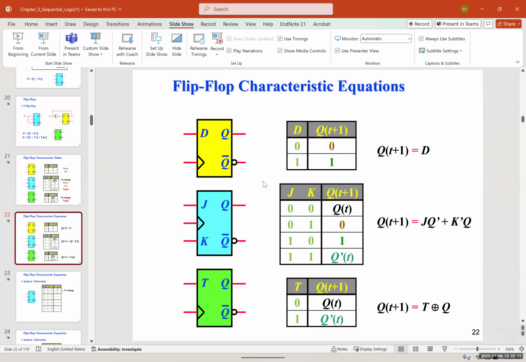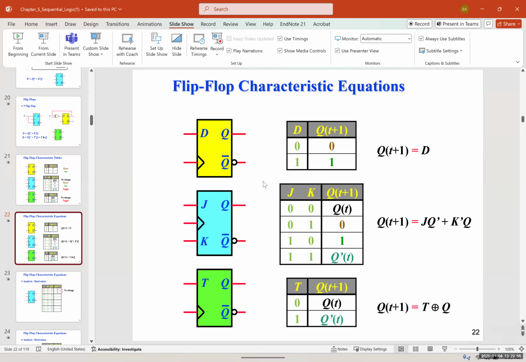Now, the flip-flop equations. For a D flip-flop, Q(t+1) is going to be equal to D. So if D is 0, Q(t+1) would be 0. If D is 1, Q(t+1) is going to be 1. Very good for storing data. For a JK flip-flop, Q(t+1) is going to be JQ prime plus K prime Q. Now, this is good if you want to both store the data and pass through the data that you already have. And finally, we have the T flip-flop.